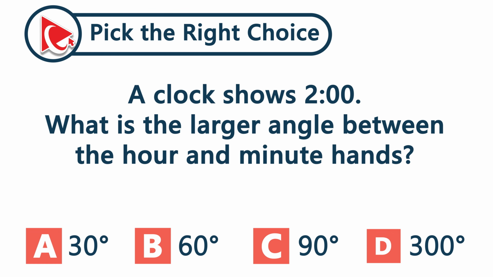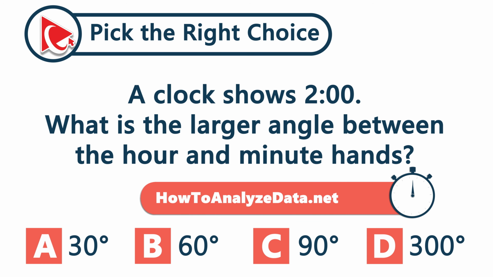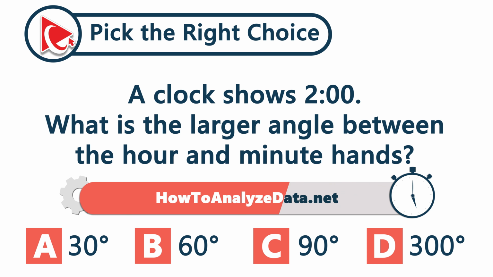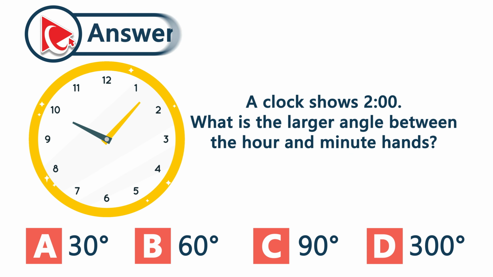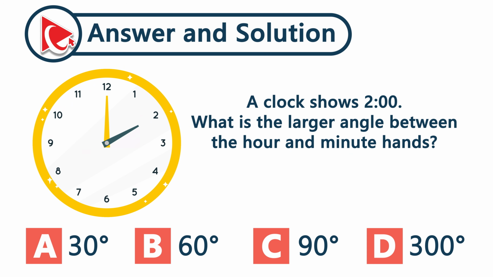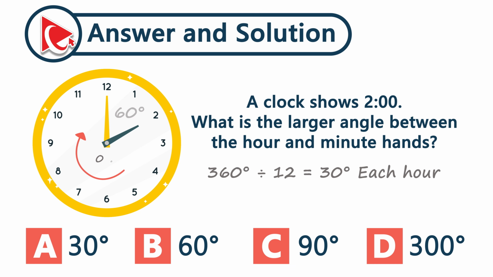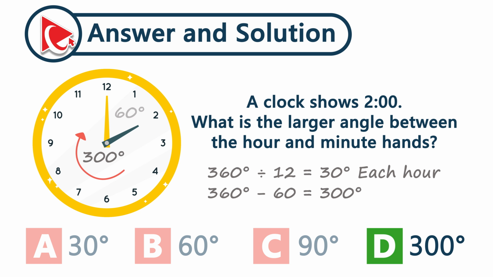What is the larger angle between the hour and minute hands when a clock shows exactly 2 o'clock? Let's break it down. Each hour on a clock represents 30 degrees. 360 divided by 12 equals 30 degrees. The angle between the minute and hour hands is 60 degrees, since there are 2 hours between them. But the larger angle between the hour and minute hands is 300 degrees, which is calculated as 360 minus 60.